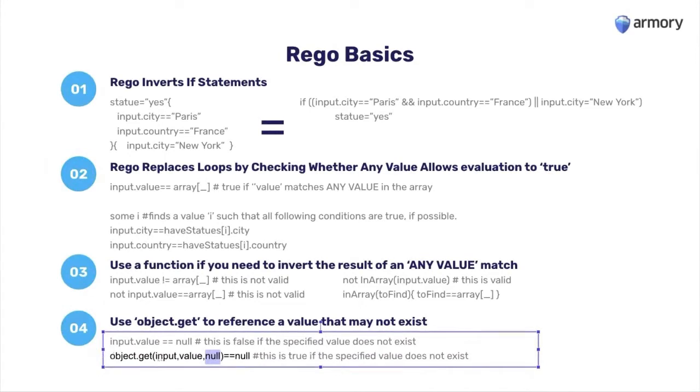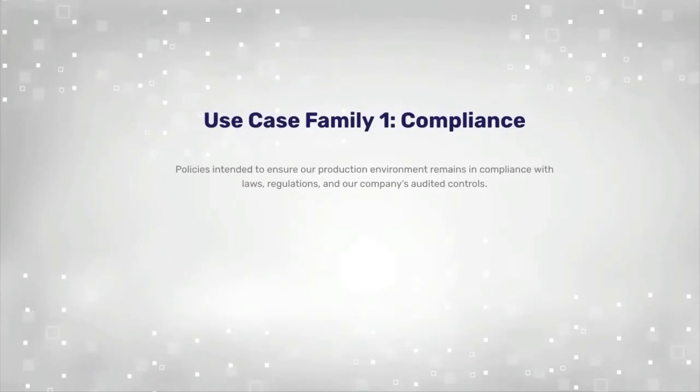And this value allows you to very easily do a null check. So anytime in these policies I'm referencing variables that may or may not exist, you'll see me using object.get. And the reason for that is object.get lets you reference something that may or may not exist. So those are some basic things for Rego that I hope help you follow along in the examples. Without further ado, let's go into our first family of use cases.